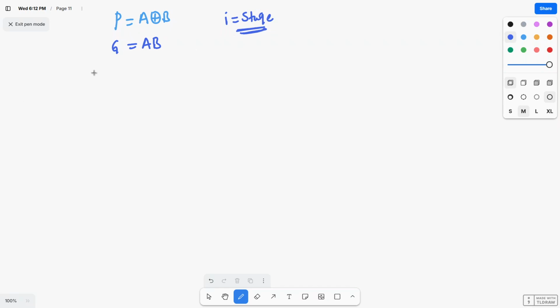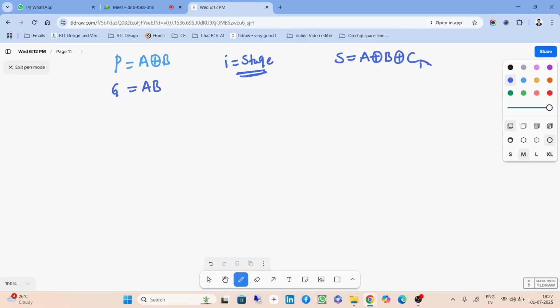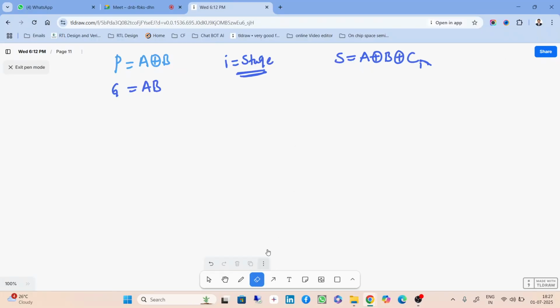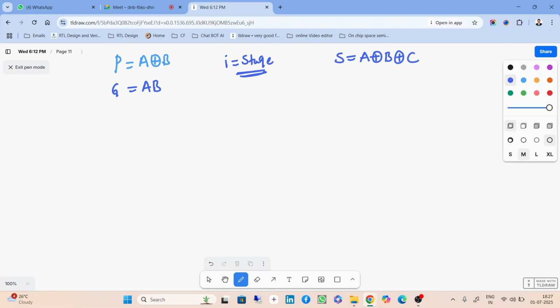So from this you can say that normally, what is sum? Tell me the expression for sum for a full adder. A XOR B XOR Cin, no? Yes, sir. A XOR B XOR Cin. That is nothing but for sum.